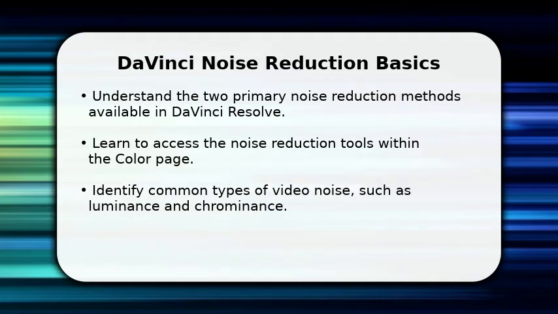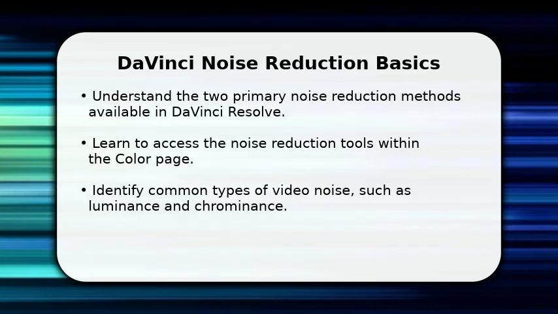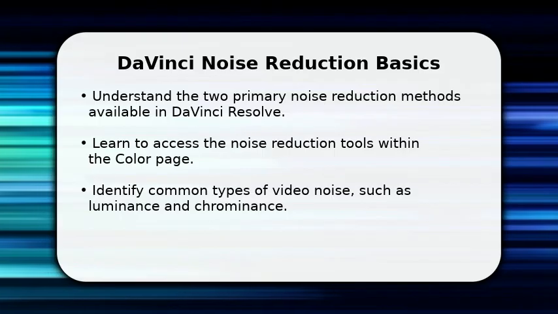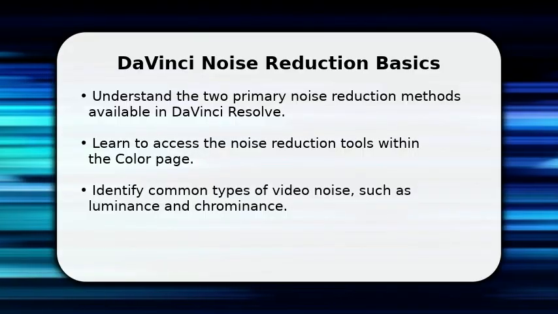In this video, I will explain how to use Davinci noise reduction. First, navigate to the color page in Davinci Resolve. Here, you will find two main types of noise reduction, luminance and chrominance. Luminance noise appears as grain, while chrominance noise shows up as color speckles. Understanding these differences is key to effective noise reduction.